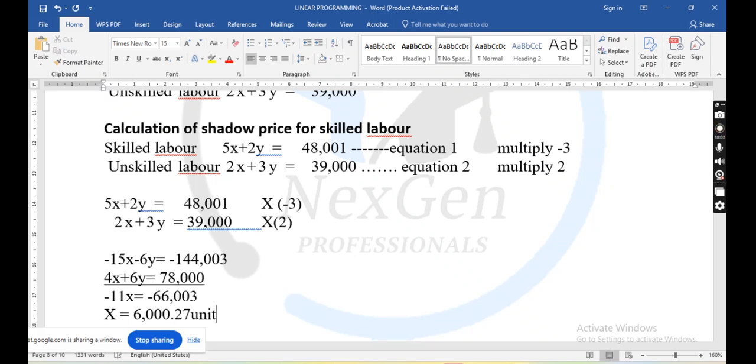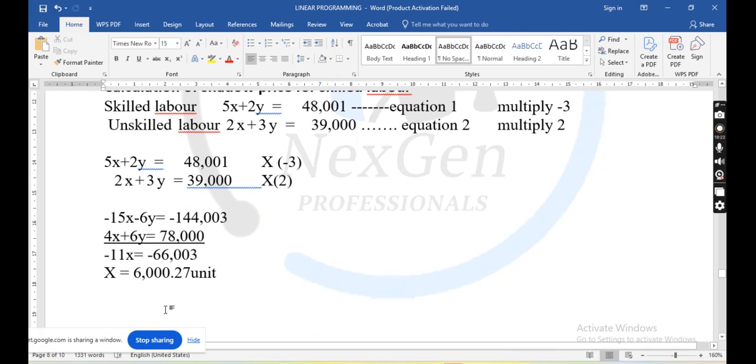Don't forget, under linear programming, one of the assumptions is that you can produce a fraction. You can produce a fraction, so you don't need to even mind the approximation. You move on like this, right? Then substitute x equals 6,000.27 units in equation 1, right?